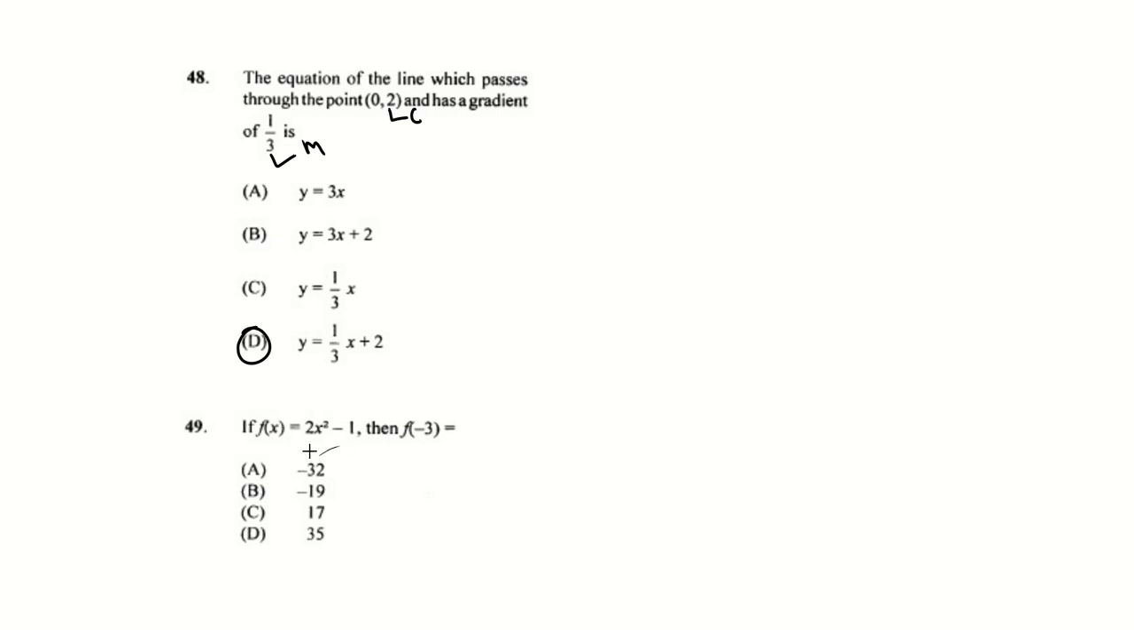This one, we did this question, the answer is 17. 2 by minus 3 squared, minus 3 by minus 3 is 9. 9 2s are 18. 18 minus 1 is 17.